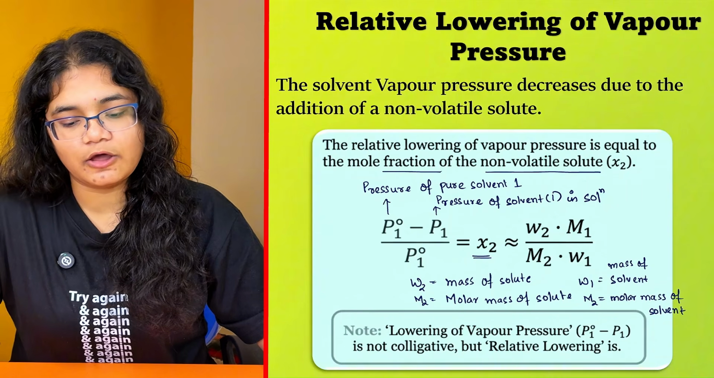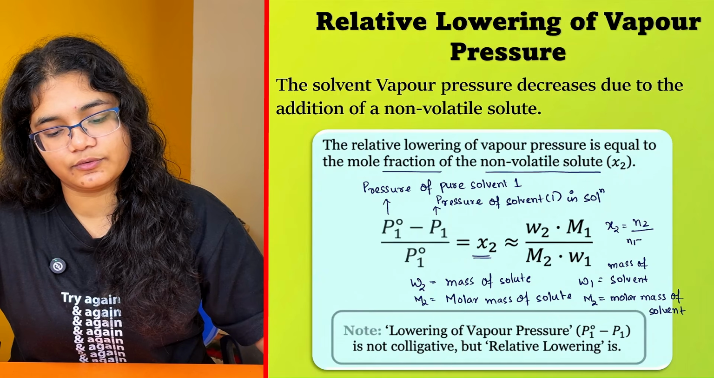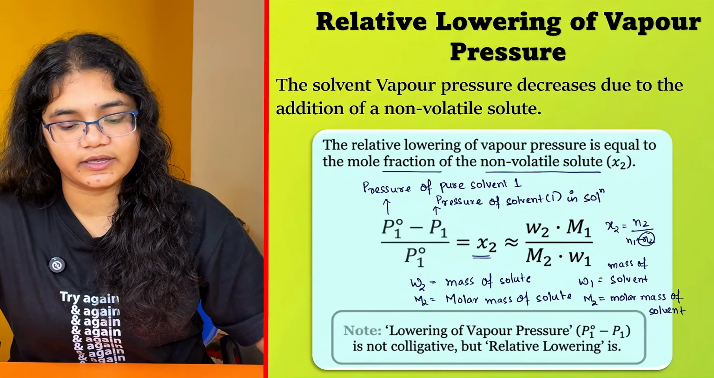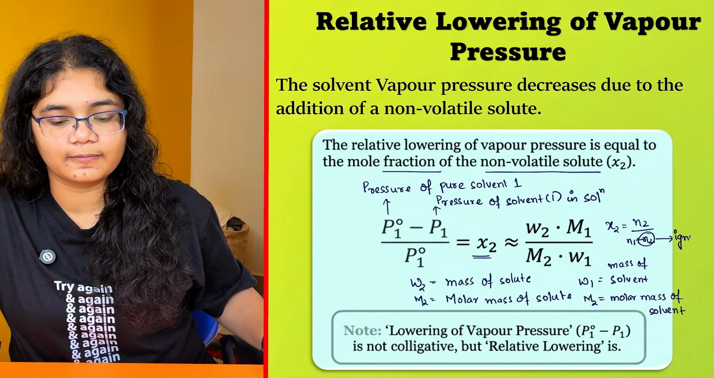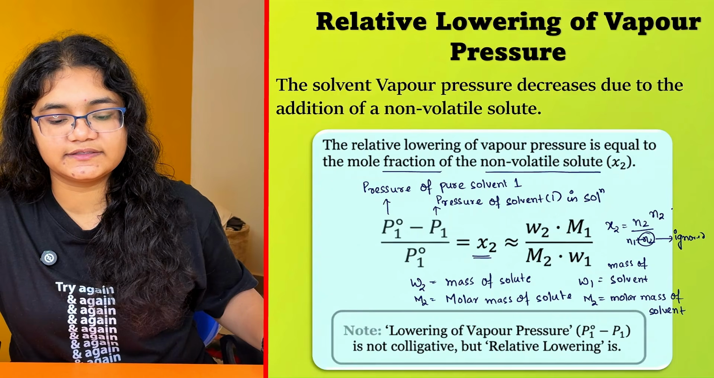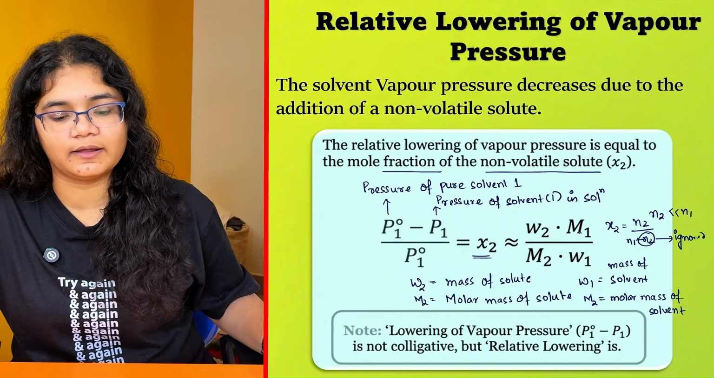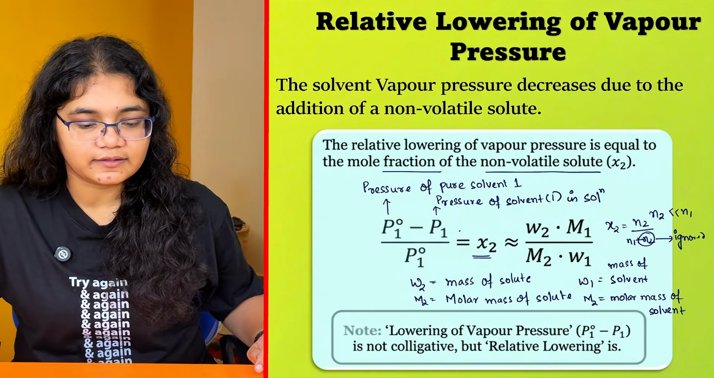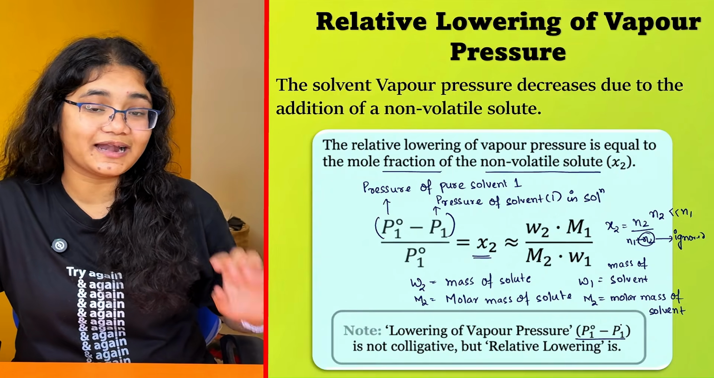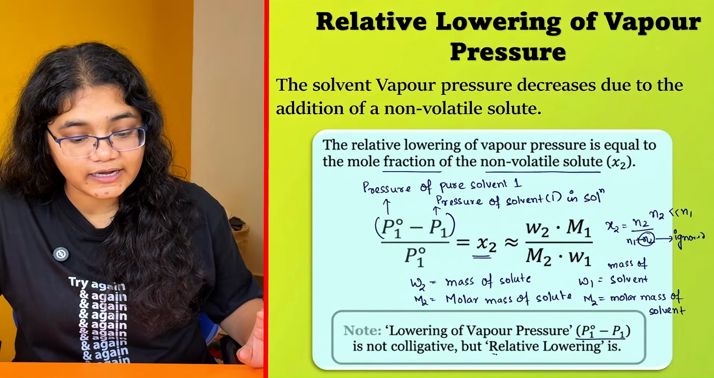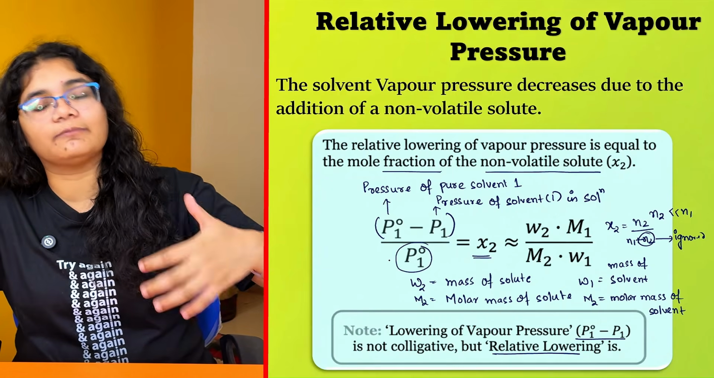Now a question may arise, ma'am, X2 formula should be N2 by N1 plus N2, right? Then where is this N2 here? So basically when you are considering very dilute solutions, this N2 is ignored, because N2 is very less than N1. So we put the formula N2 by N1, so W2 by M2 by W1 by M1. And remember, this numerator, P01 minus P1, is called the lowering of vapor pressure. That is not a colligative property. The relative lowering of vapor pressure is. So for calculating the relative lowering of vapor pressure, you have to divide it by P01.